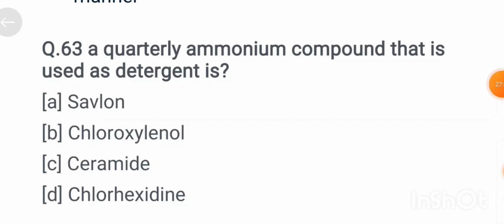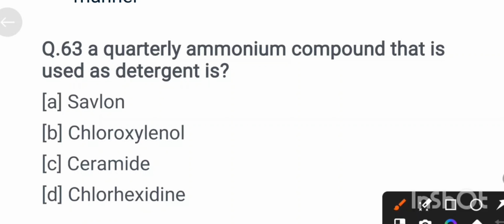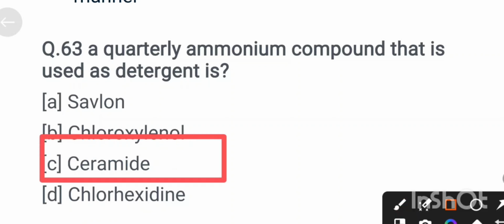A quaternary ammonium compound that is used as a detergent is: option A, Savlon; option B, chloroxylenol; option C, ceramide; option D, chlorhexidine. Correct answer is option C. Ceramide is a type of fat molecule found in the cell membrane and nerve covers. Next question.